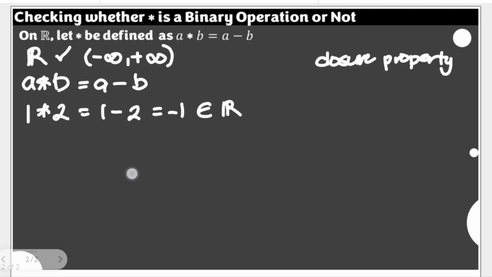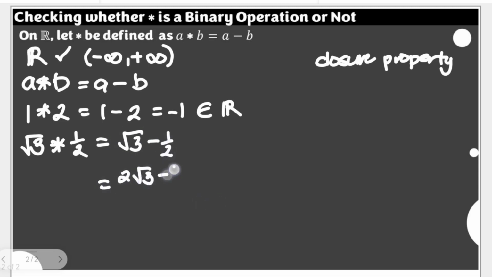Let's say we have square root of 3 star 1/2. These are both real numbers. We have an irrational number, square root of 3, and a fraction, 1/2. This is equal to square root of 3 minus 1/2, or you could rewrite this as 2 square root of 3 minus 1 all over 2, which is still an element of the real numbers.